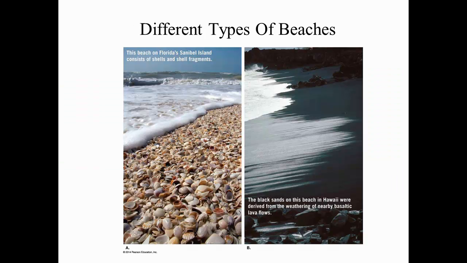There's a beach along Sanibel Island in Florida consisting entirely of shells and shell fragments. If these shell fragments were cemented together by calcite, what kind of a rock would we get? Coquina. Yeah, coquina. And to the right, we have a photograph of black sands on the beach of Hawaii because these particles were derived from weathering of nearby basaltic lava flows.